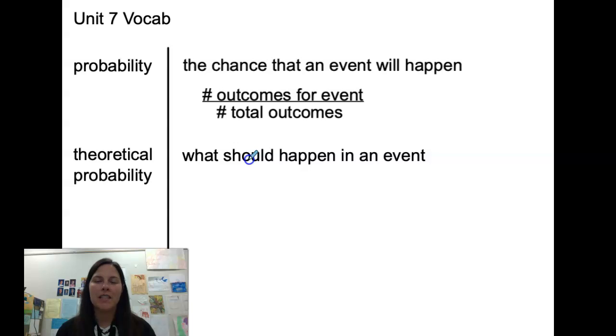Theoretical probability is what should happen in an event. So you should flip heads 1 out of every 2 flips. But as you know, when you flip a coin, that's not what actually happens. And that's what's called experimental probability, and we'll learn about that a little bit later.